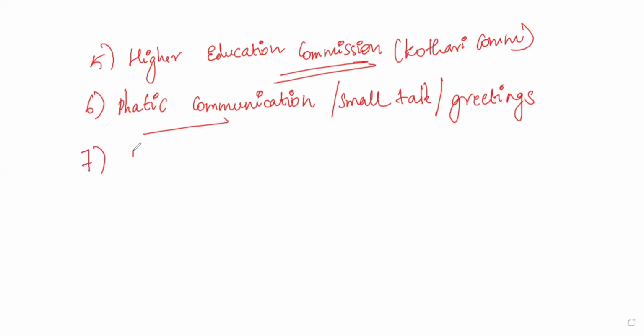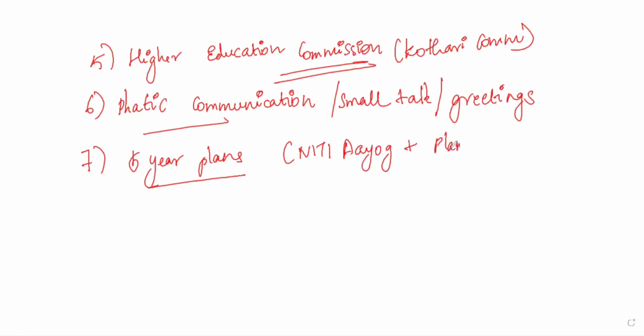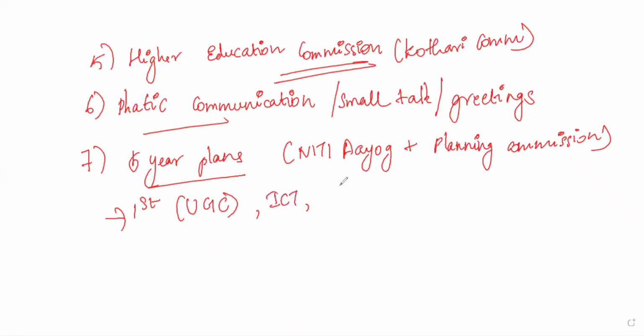Moving on, the 5-year plan is being asked continuously in all the papers. The 5-year plan is very important. This 5-year plan is monitored by Niti Aayog and the Planning Commission put together. What are the major things you need to know? In the first 5-year plan, they established the formation of UGC and then ICT involvement in education.